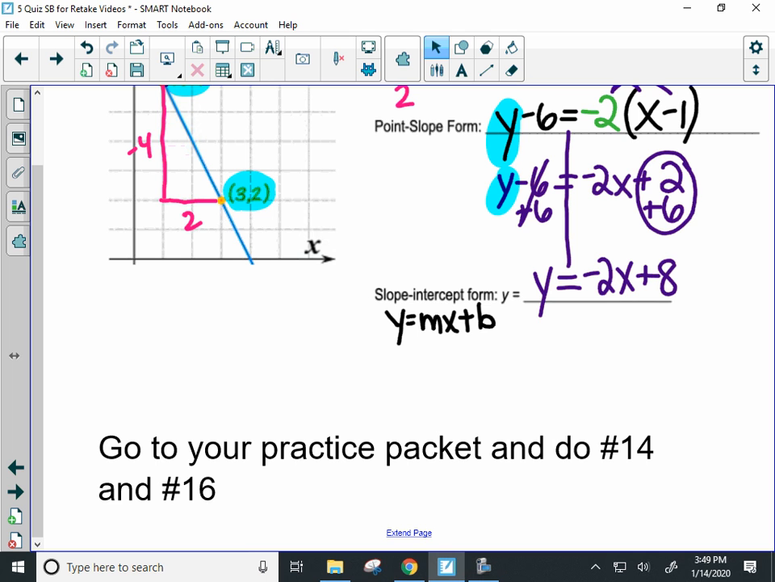So what you're going to do now, go back to a practice packet. If you don't know which one, ask your teacher. You're going to do number 14 and number 16 on your packet at a minimum. If you haven't done the odd ones, which would be 13, 15, and 17, then you need to do those as well.